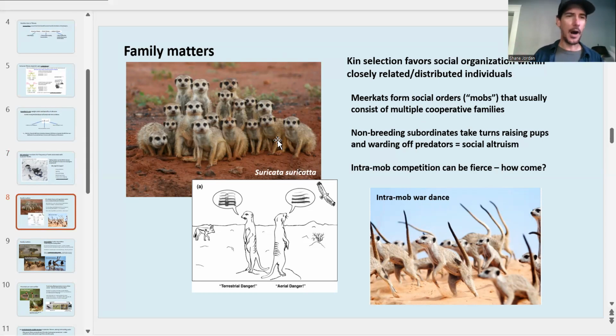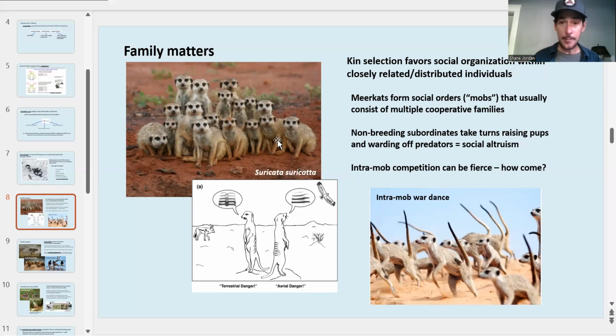And these meerkats in particular form really interesting social orders, which are called mobs. Usually these mobs consist of a few cooperative families. Within each family, obviously there's going to be higher levels of relatedness, but two, three, or four families might come together and form this cooperative group, wherein they're all benefiting one another for the greater good of the mob. And as it turns out, a lot of the meerkats in these mobs don't actually produce offspring, but their next of kin do.